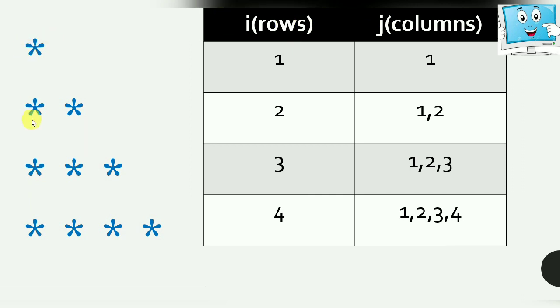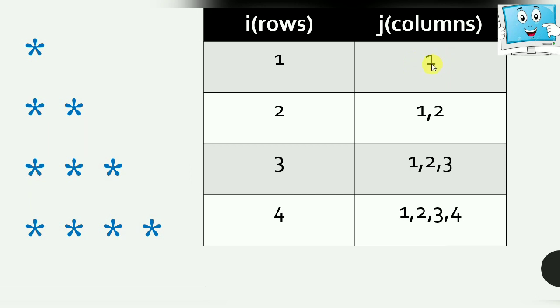Now you can see we have the rows horizontal, first, second, third and fourth. So for the rows we have the values as 1, 2, 3 and 4. Similarly, you can see here the number of columns. If we have row 1, then we have 1 column, if we have 2 rows then we have 2 columns. If we have 3 rows then 3 columns, and if we have 4 rows then 4 columns.